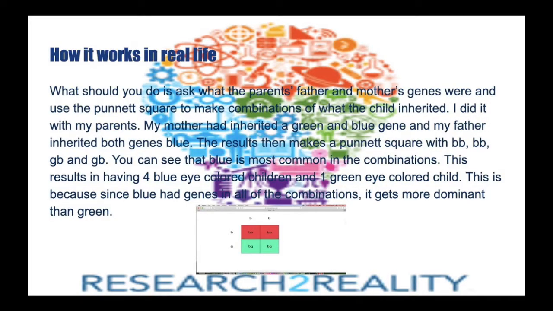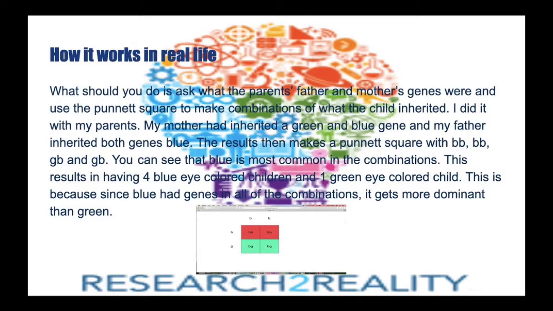What you should do is ask what the parents' father and mother genes were and use the Punnett Square to make combinations of what the child inherited. I'll only do it with eye color since handedness is a can of worms to go through. I did it with my parents. My mother has inherited a green and blue gene, and my father inherited both genes blue. The results then make a Punnett Square with blue blue, blue blue, and green blue. You can see that blue is the most common in the combination. This results in having 4 blue-eyed children and 1 green-eyed child.